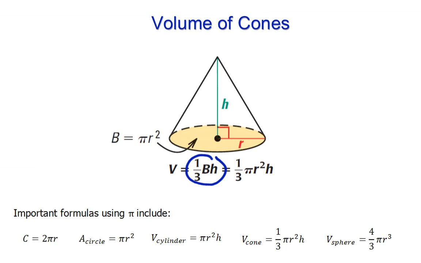Remember that capital B is just the area of the base. Base of a cone is going to be a circle, so we're talking about the area of a circle there, which is what this part of the formula is. Pi r squared, area of a circle. Let's just keep that in mind as we proceed.